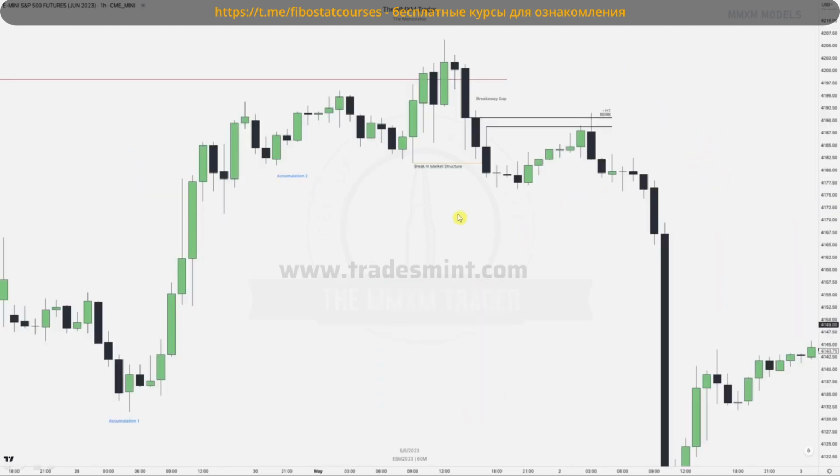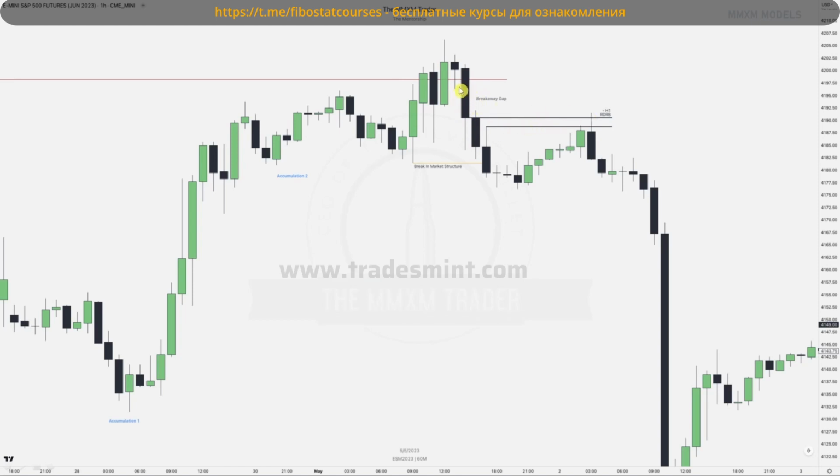Zooming in a little bit more, we've got that accumulation phase 1, accumulation phase 2, and then external range liquidity up here has been taken, right? So break in market structure over here, and then price retraces back up, and this is an opportunity to look for a market maker sell model. We've got that breakaway gap up here, and remember from core concepts, right, we've got that new PD array, that redelivered rebalanced gap over here.